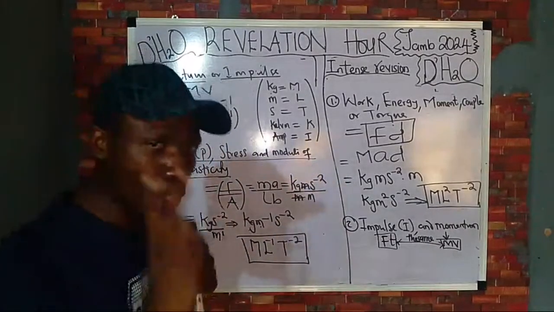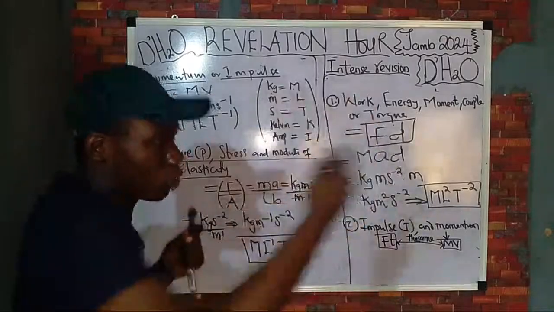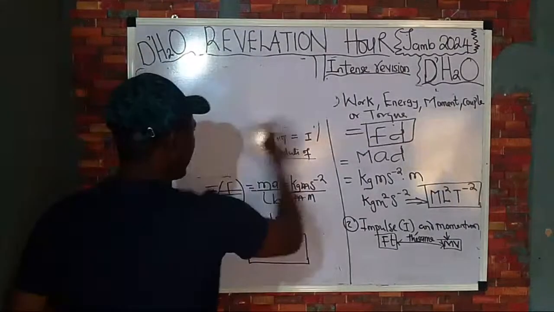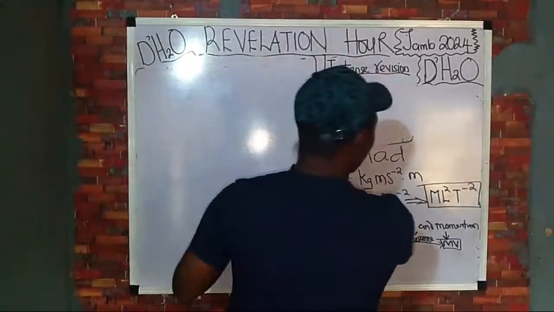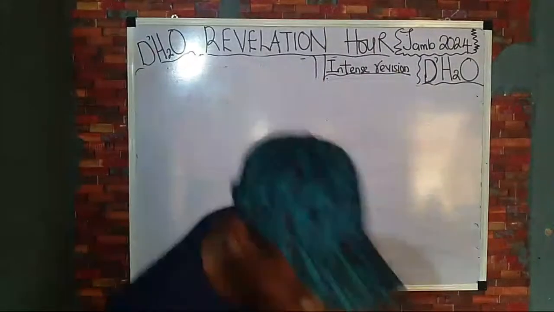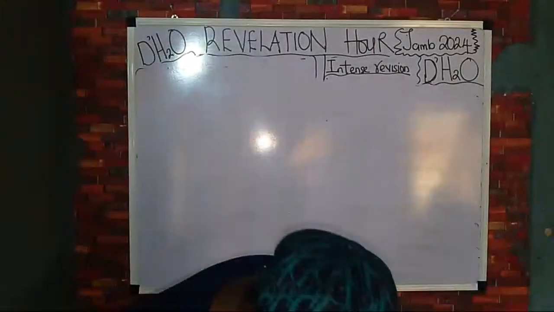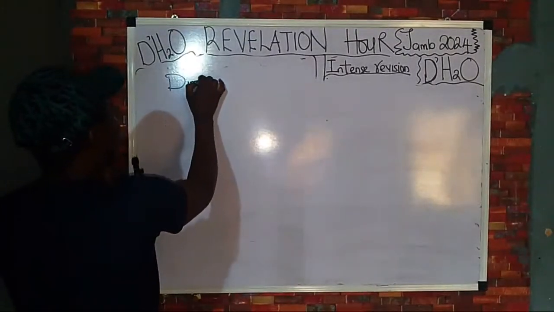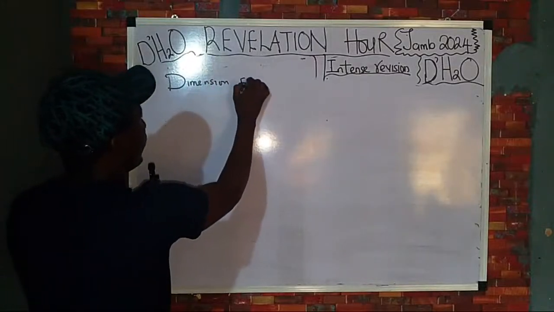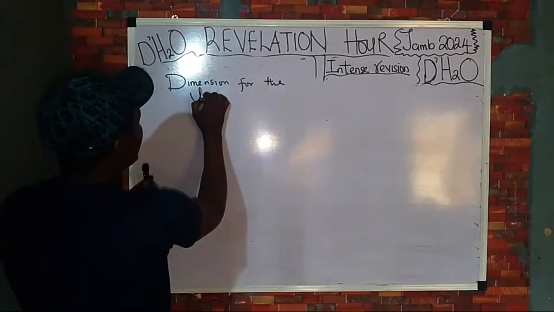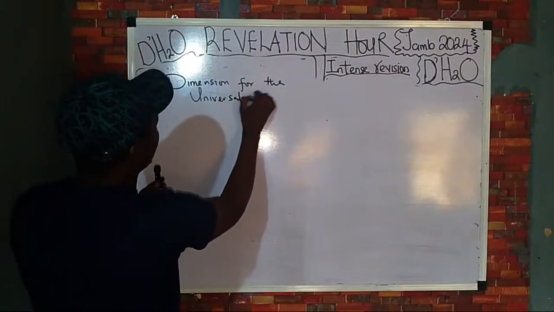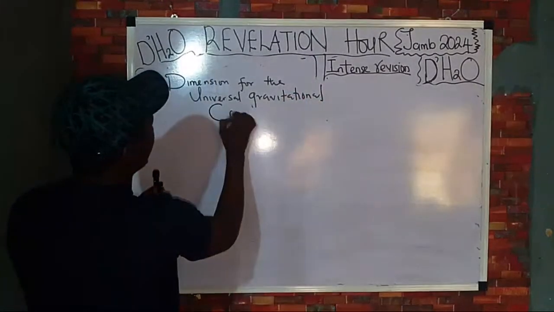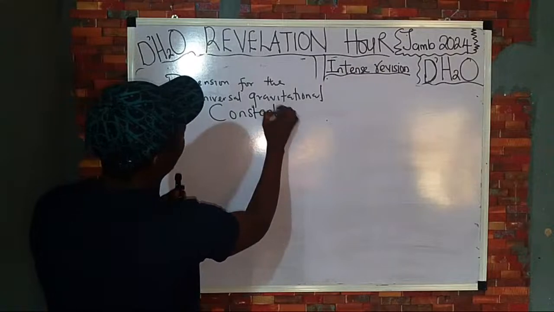Okay, let's take just two other quantities that we are suspecting to see in your JAMB exam 2024. Just two, please. Now, what is the dimension for the universal gravitational constant? What is the dimension for the universal gravitational constant?